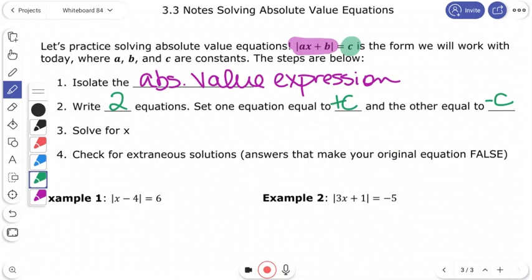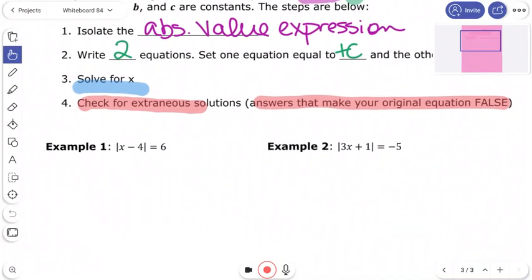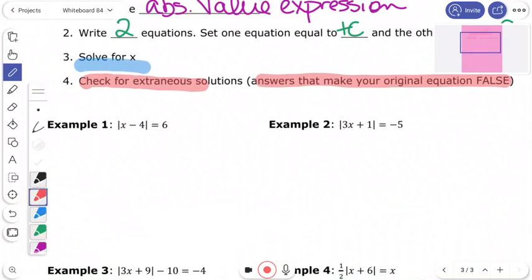Our third step is going to be to solve for X. So that's going to be our third step. And our fourth step is always going to be to check for extraneous solutions. What's an extraneous solution? It is answers that make your original equation false. All right, so here we go. Example 1. Step 1, we need to isolate our absolute value expression.